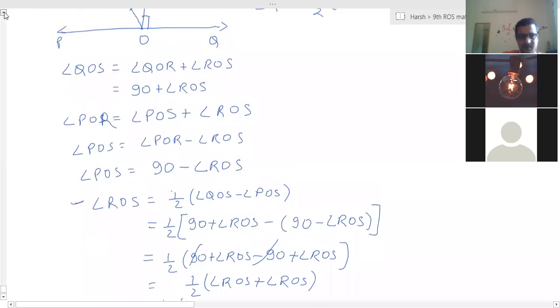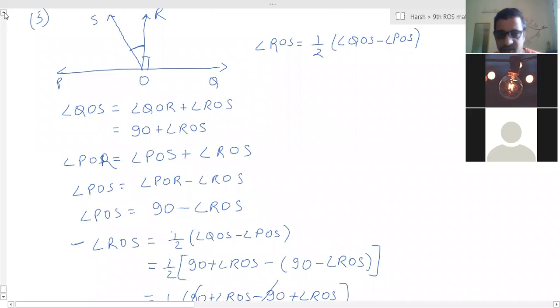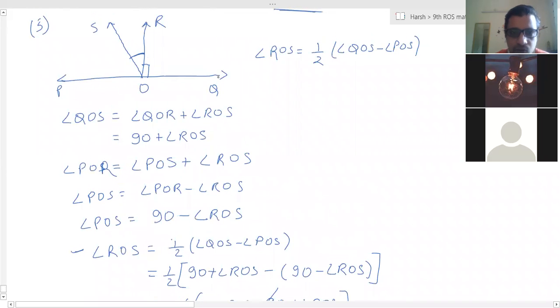Anyway, wait. So what she did, QOS, can we write it as QOR? See, first what you have to see: all the three terms should be either in ROS form, QOS form, or POS form, correct? So she started with QOS, QOR plus ROS. Can we write this angle as 90 plus this angle, ROS, correct?